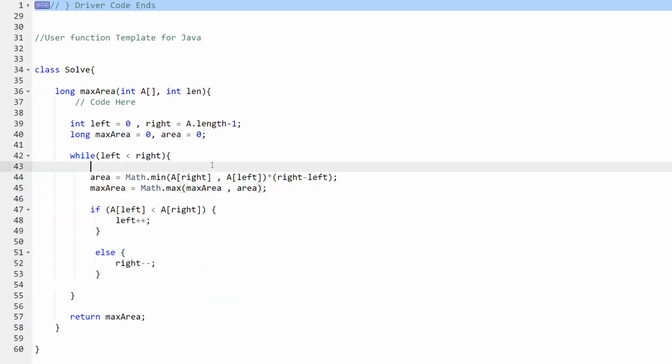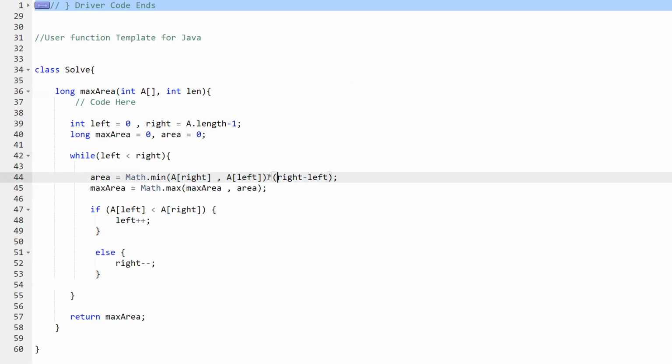So here's the code for the approach that we discussed. We have two pointers here, left as well as right. Left is for the starting index and right will be pointing to the last index of the array. Now we have two variables, max area as well as area. Max area will be storing the maximum area that we can get on the combination of two vertical lines. While left is less than right, for the area, the height will depend on the vertical line which is smaller. That's why we are doing Math.min of a of right comma a of left.